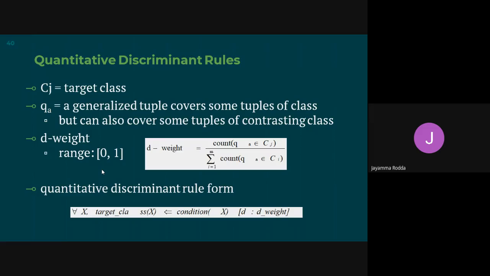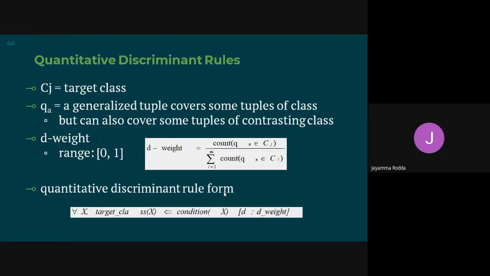And we can also set a threshold. A threshold can be set to control the display of interesting tuples based on the D weight value. Anyway, that is not part of our syllabus. If it is needed, we'll discuss that. So next we'll go to the quantitative discriminant rule.